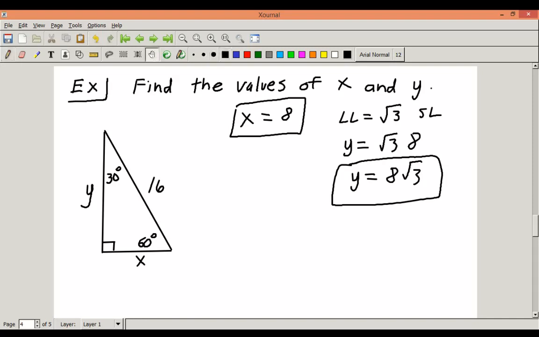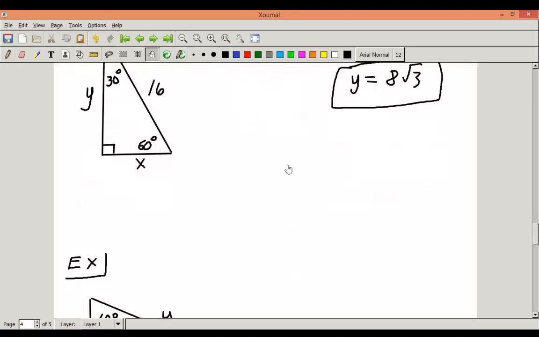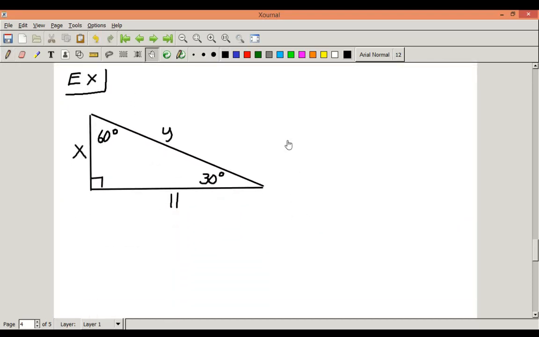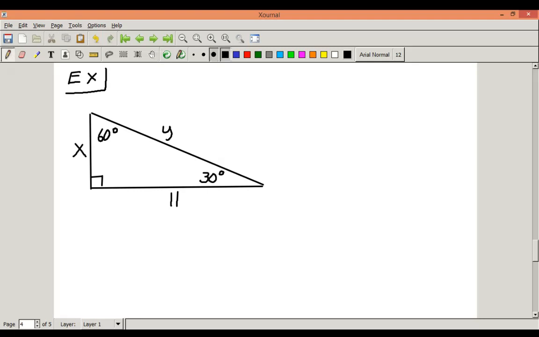All right, I have one more example here. So again, you see a 30-60-90 triangle, and same directions. They want us to find x and y. This one's a little bit tricky because they're giving you the longer leg, right? The longer leg is opposite the 60-degree angle. So we're going to need to find the shorter leg first before we find the hypotenuse. Once we find the shorter leg, then we'll just double it to get the hypotenuse. That'll be easy. So the tricky part is getting that shorter leg.